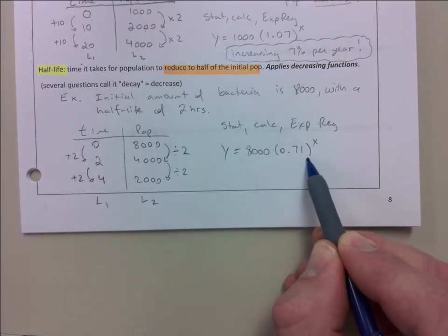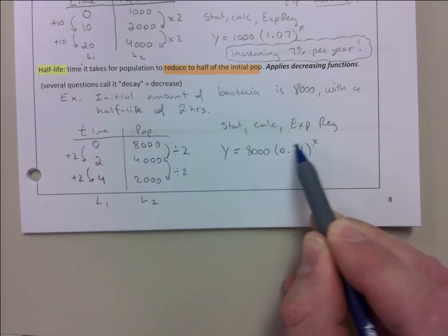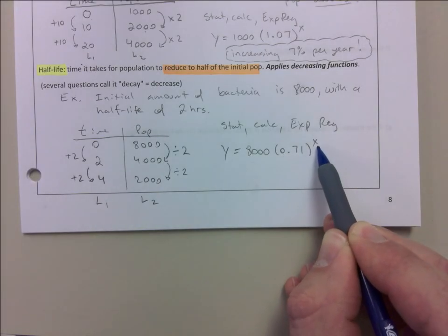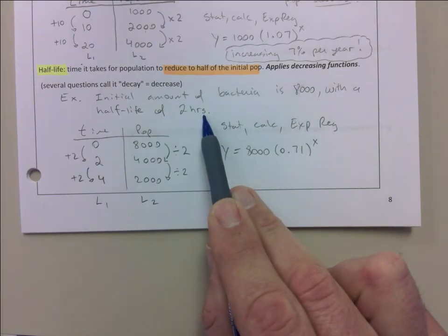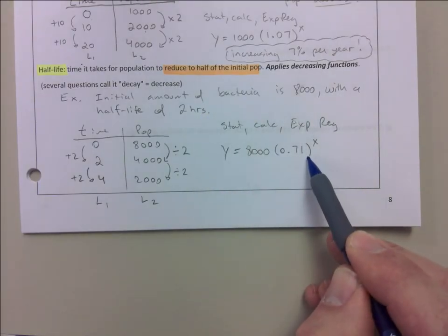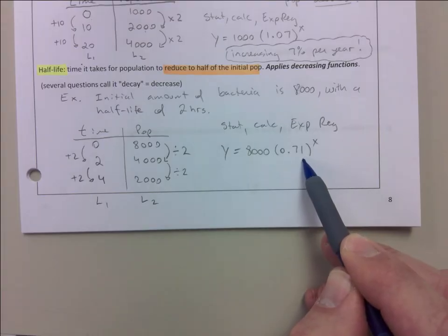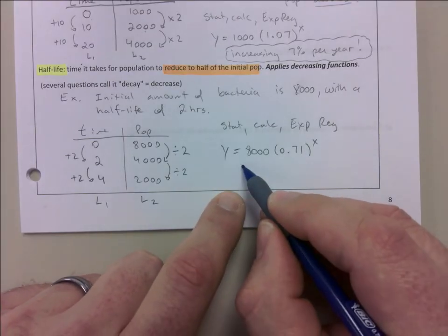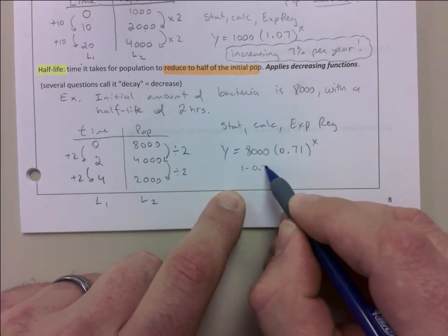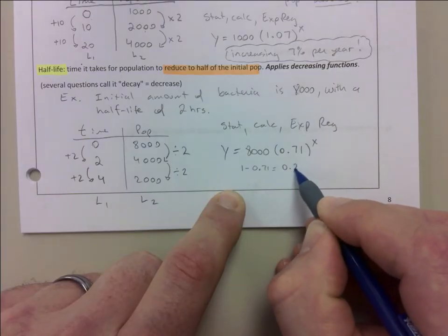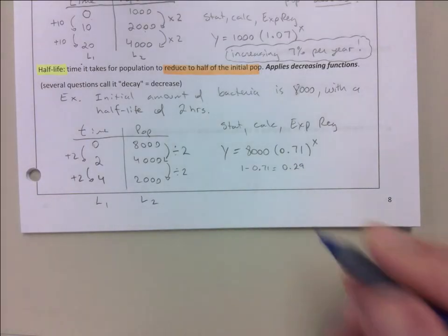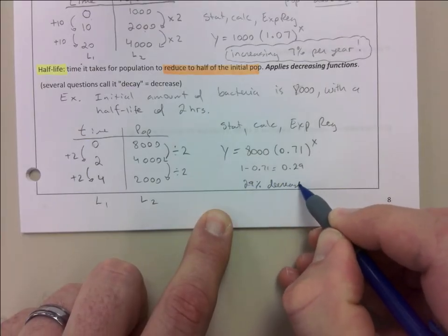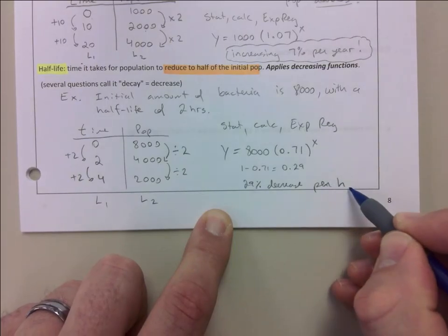If I asked you, can you observe what the percent decrease is per, what are we in? Per what? What is x in? Hours, right? So what percent decrease per hour? 29%. You see that? I'm going to go 1 minus 0.71 here because it's a little harder to see if it's less than 1. So it's a 29% decrease per hour.